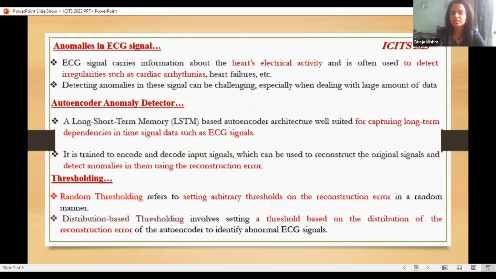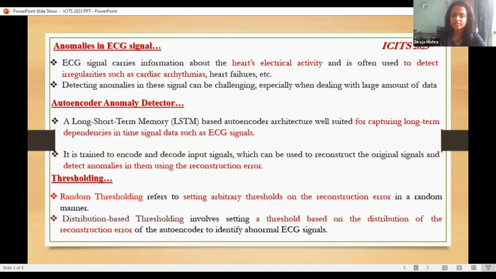ECG signals are usually used to record the electrical activity occurring inside the heart and are often used to check for irregularities such as any cardiac arrhythmia. And the LSTM-based autoencoder architecture is well suited for capturing those long-term dependencies that are present in the ECG signal. And it is trained to encode and decode the ECG signal.